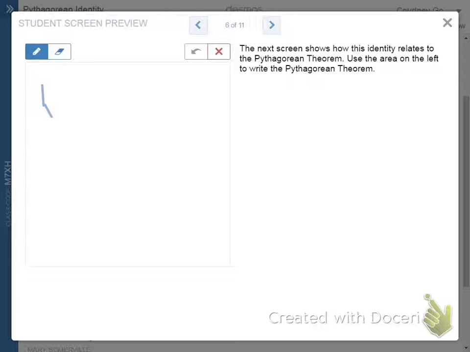If you are at home, you can use this little sketch pad to sketch your answer. The Pythagorean theorem, though, just check yourself here. The Pythagorean theorem should be a squared plus b squared equals c squared. Okay.